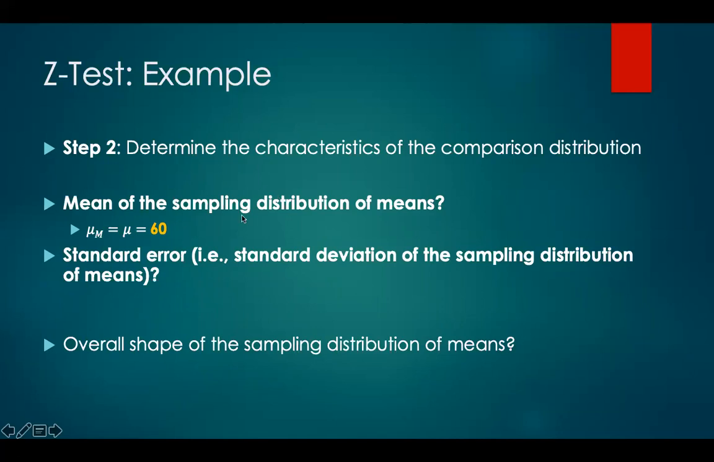Now, the mean of the sampling distribution of means is easy. It's the same as the mean for the population of public school children on this measure, which earlier we found to be 60. We also had a variance of 20. So the standard error, again, is the square root of variance over the sample size. So in this case, the square root of 20 over 45. So our standard error here is 0.67. Since the sample size is larger than 30, we know that our sampling distribution of means is normally distributed because of the central limit theorem.